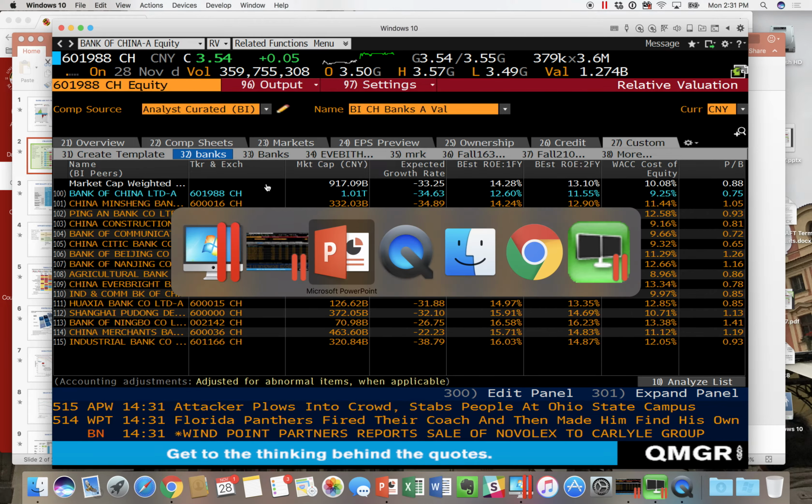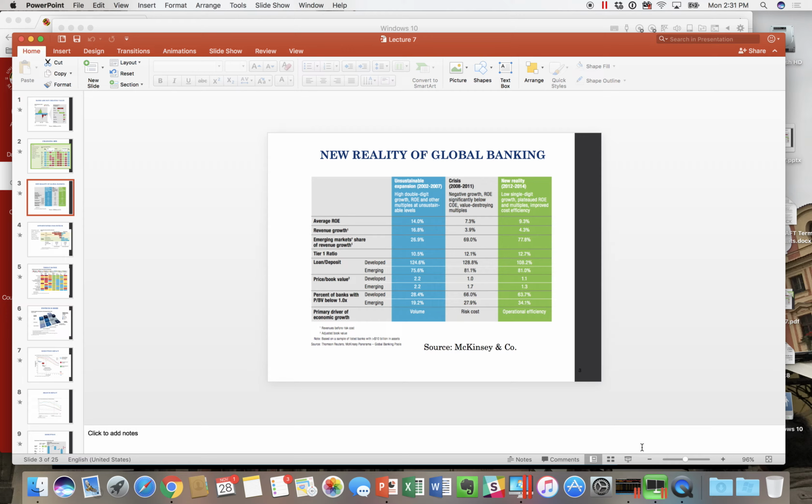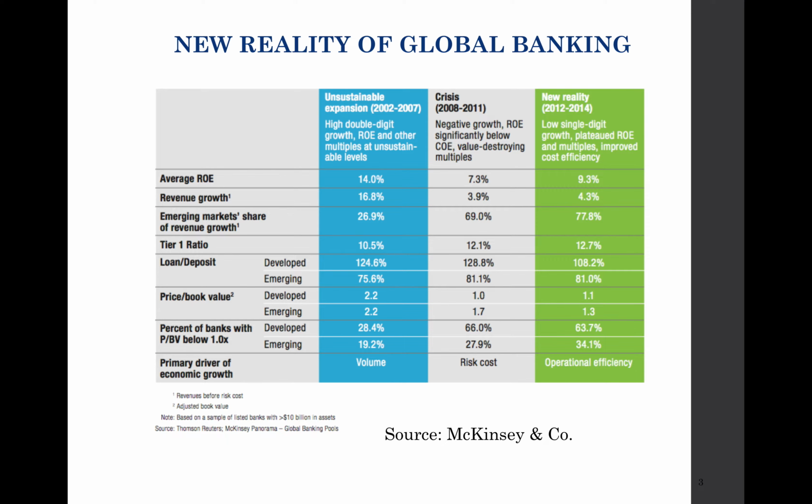Now, continuing on. McKinsey also in their survey split the historical period into 3 points of time. They looked at pre-crisis, so 2002 to 2007, and the average big bank around the world had a return on equity of about 14% and a growth rate of about 17%. And the average price to book was 2.2. That was the glory days of banking, right? We're earning great spreads, we're growing fast, and we're worth a lot.